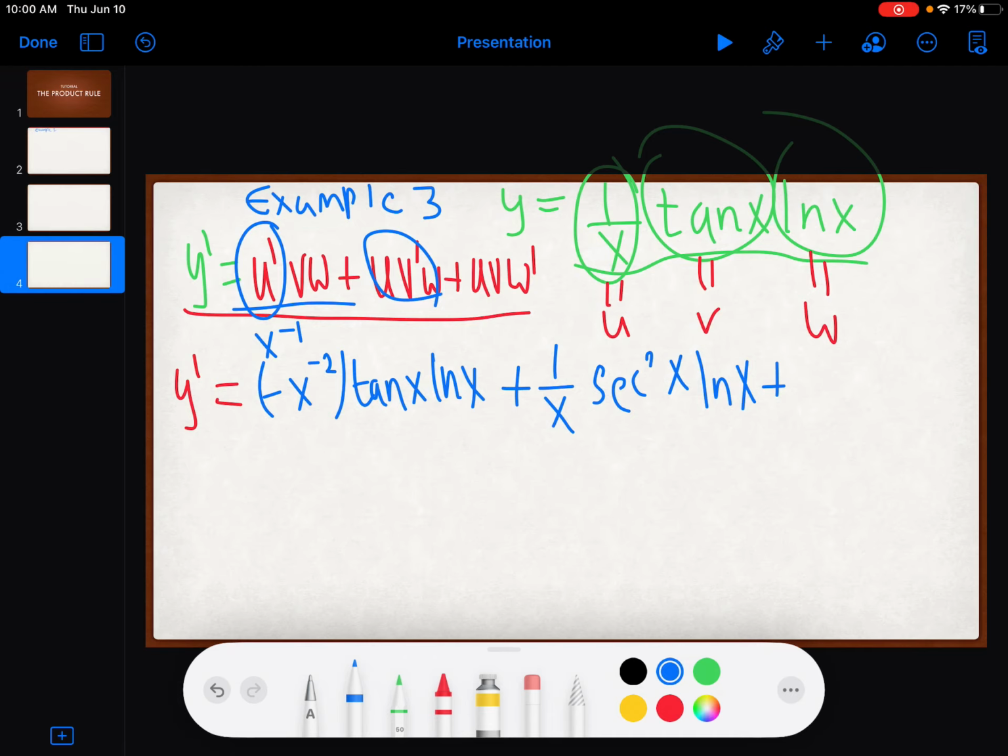We just got one more term left. Okay, so what is u? Well, u is just 1 over x. What is v? Well, v is just tan x. And now we got to take the derivative of ln x. Well, ln x is w, the derivative of ln x is w prime. So what is the derivative of ln x? Well, the derivative of ln x turns out to be 1 over x. And this is just one of those derivatives I'll probably cover in a different video, but it's just one of those derivatives you just got to know. And it's not that hard. It's just 1 over x. So there we go. We're done.